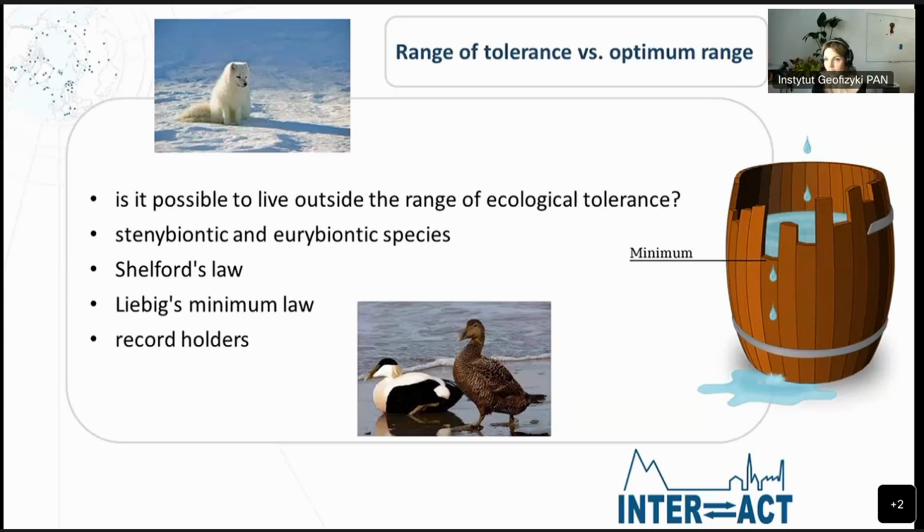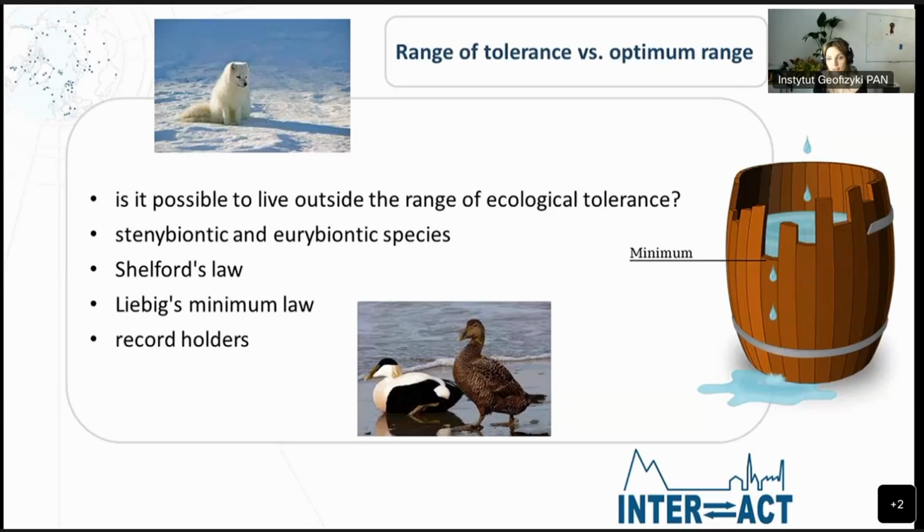Some record holders, especially in terms of temperature, that we can meet in the animal kingdom, especially in polar regions, are, for example, the polar fox and other animals. They have a range of adaptations like shorter paws, shorter tail, short muzzle, smaller ears, that are adaptations to lower temperatures. Here on the photo we also see the eider, a duck, which has a different adaptation to very low temperatures: it has very valuable feathers that allow it to keep warm and also to keep its eggs warm.